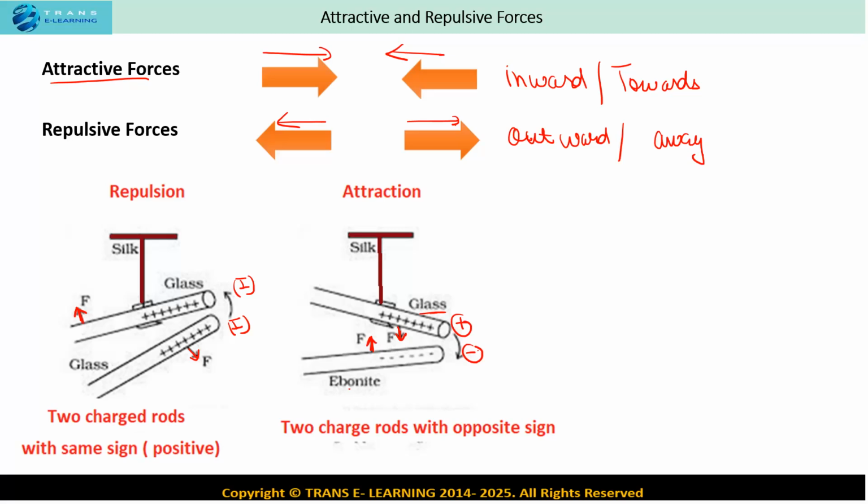So in this case, when two charged rods have the same sign, that is positive, there will be repulsive forces. And when they are of different sign, like here in figure B, then there will be attraction towards each other.